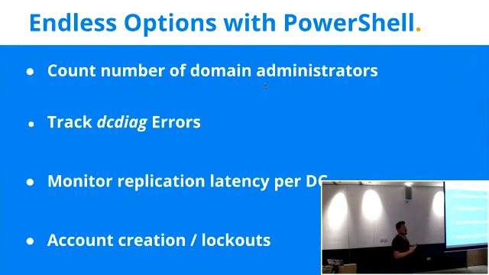Okay, so you pretty much have endless options with this. When using PowerShell and this method of getting metrics into Datadog, you can literally do anything here. Maybe you want to have a script which counts the amount of domain administrators and sends that as a metric. And if someone adds themselves to the domain administrators group without you knowing, you can get an alert saying, hey, there's a new domain administrator being added. You could track the DC diag errors that are occurring. You can run DC diag, capture something, send it as a metric, and monitor those. Maybe the replication latency between your domain controllers, and even accounts getting created or accounts getting locked. So there's all sorts of different things in relation to Active Directory you could monitor just writing some basic PowerShell scripts.